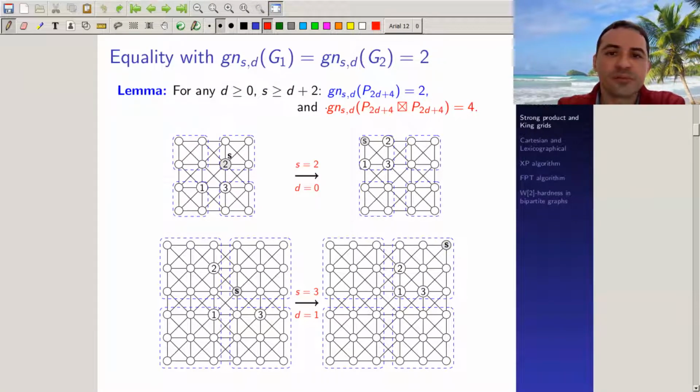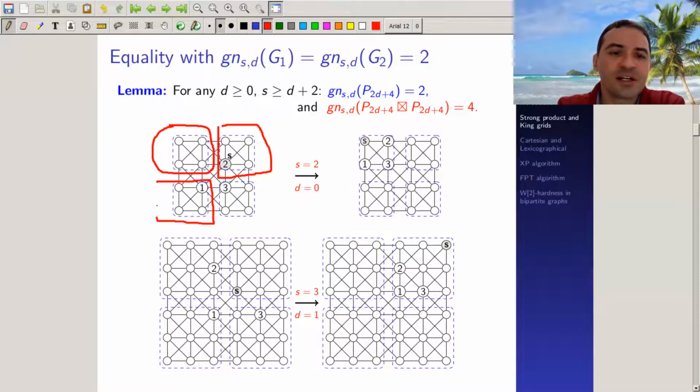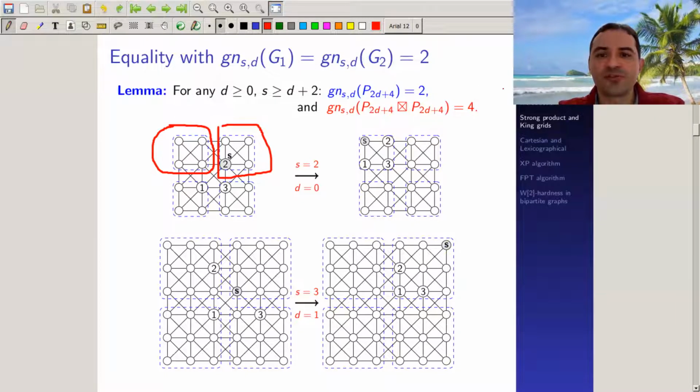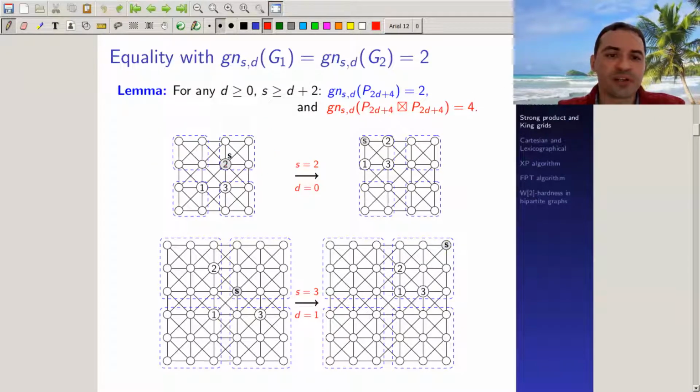Here we have an example with D equal to 0. We have a P4 here and a P4 here. This is the king grid for P4. We can divide this grid into 4 parts, and we always need a guard in each one of these parts. This is because we need 4 guards. For example, we have the spy here in this vertex. We have 3 guards, for example, guard 1, guard 2, and guard 3, with surveillance distance 0.